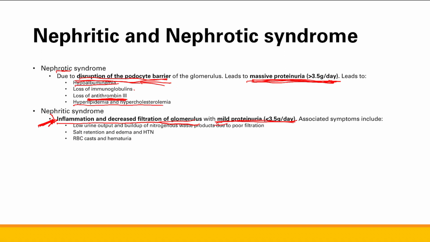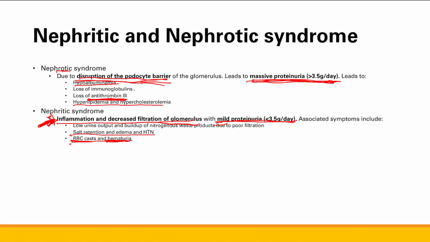You're also, guess what else you're going to have? You have poor filtration of water, poor filtration of salt. So you're going to get salt retention, you're going to get edema and hypertension. Finally, we have inflammation here. Inflammation causes bleeding, and then you also have red blood cell casts. So you're going to get bleeding, which is going to present with blood in the urine, which is hematuria, and you're going to see red blood cell casts, which are like the dead red blood cells that you're going to see. Okay, so all makes sense, all arising from that inflammation and decreased filtration.